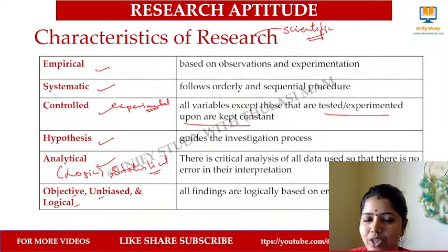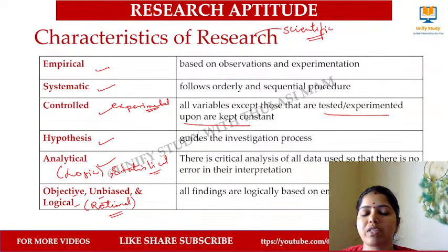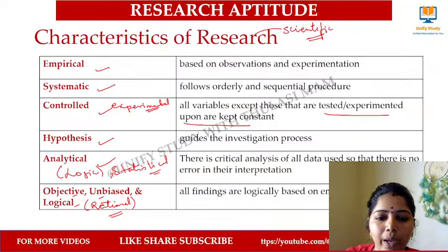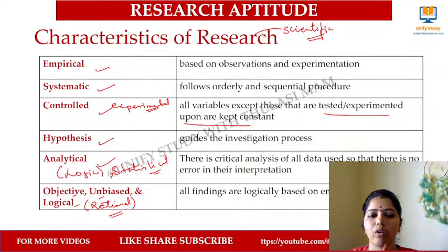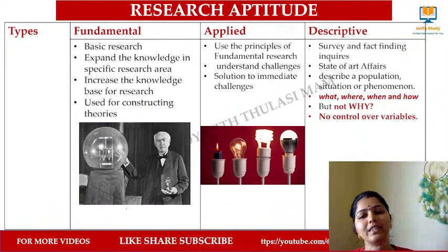It has to be rational. It has to be logically correct. They can also use another word called rational. Note down, if we are asked in some other terms, we are supposed to answer rational. So objective, unbiased, logical. These are all the important characteristics of research. Okay, so next we move to different types of research.